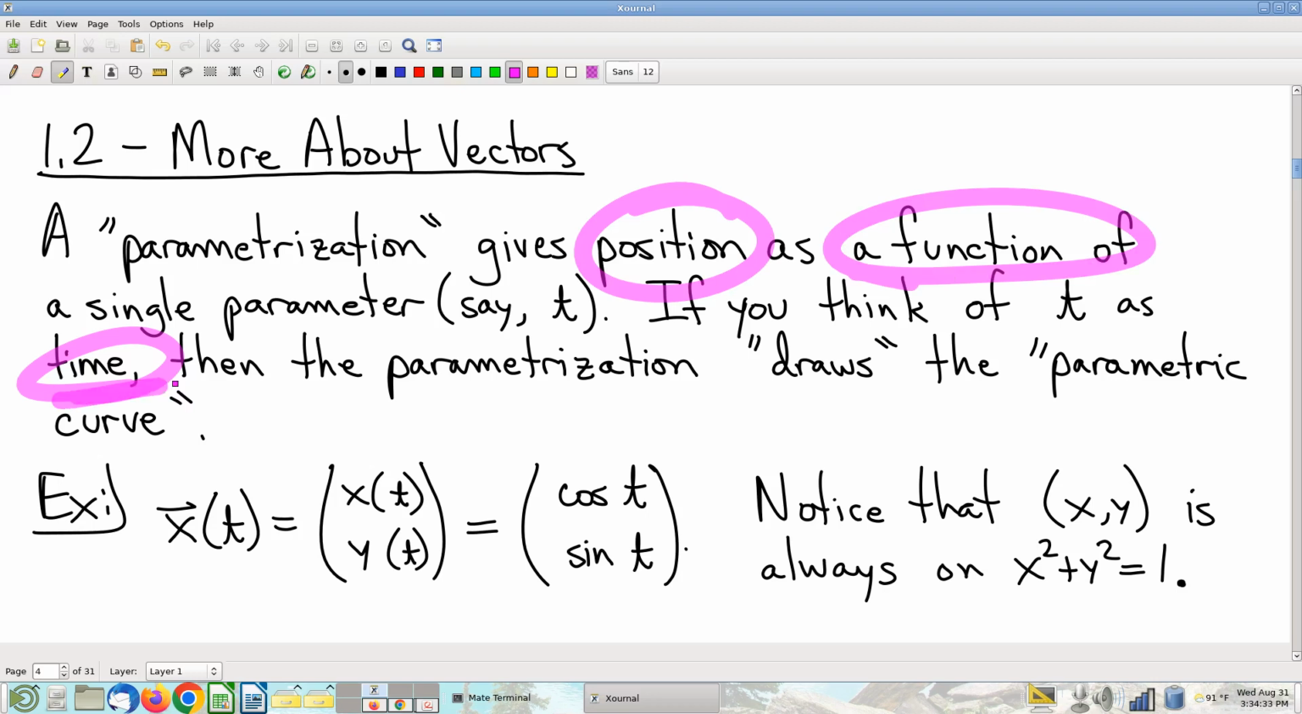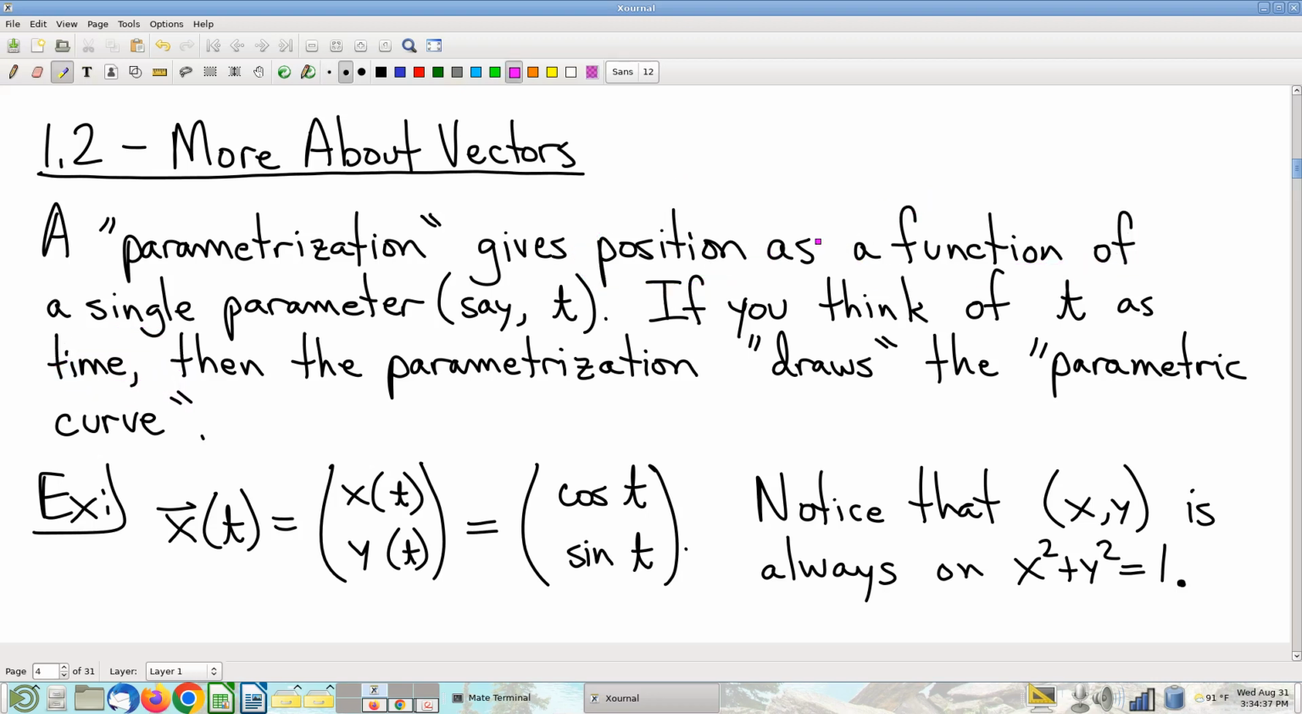So in some sense, you can think of a parameterization, position as a function of time, as the process of drawing the curve. Because when you take your pencil and trace something out, at any given time your pencil is at a certain position. So such a function you can think of as literally describing the process of drawing the curve. Okay, so let me give you an example, to see what these look like.